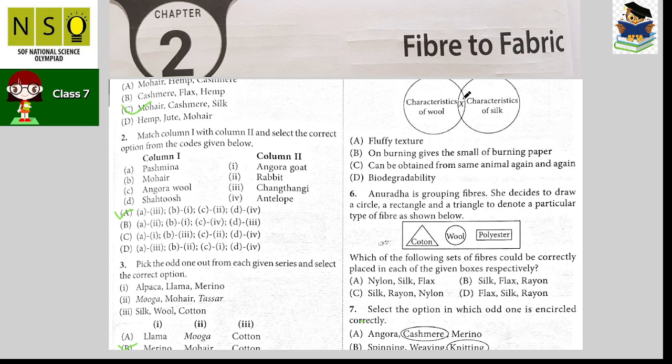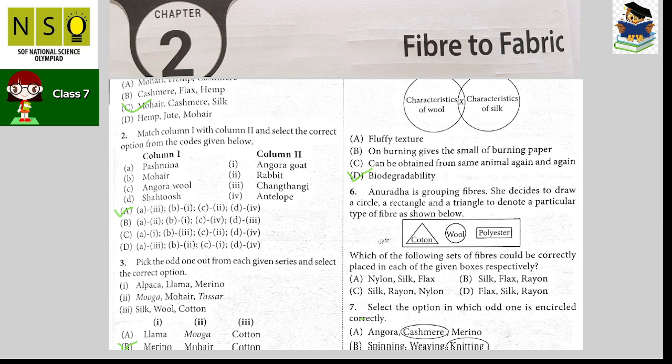There are 2 things in the Venn diagram, that is characteristics of wool and characteristics of silk. And X, we have to find this X, which means what is common between the characteristics of wool and the characteristics of silk. So we find that option D is the correct option. Why? Because both wool and silk are natural fibers, and hence they are biodegradable in nature.